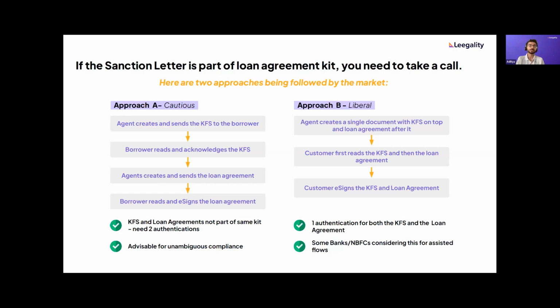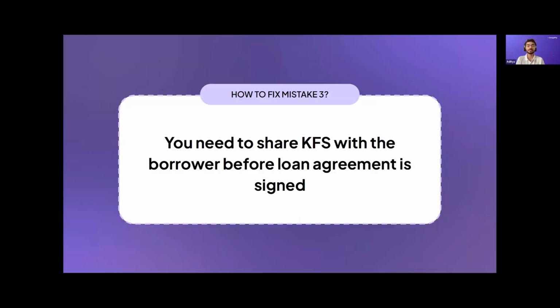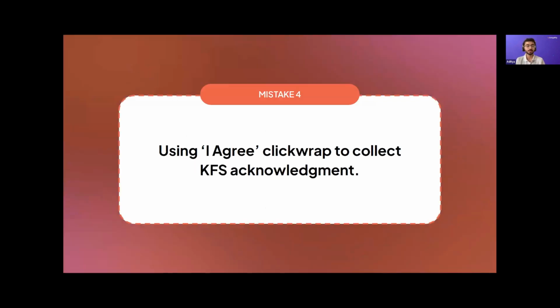So mistake 3 is simple to fix. Implement KFS, send it before loan agreement in your flow. Whether you choose the cautious approach or the liberal approach, what's not on the table and what's not optional, or what you really can't do is send the KFS after everything is done, right? The customer should not be seeing it for the first time after they've signed the loan agreement. So that's mistake 3. Now, last two mistakes before we move on to the demo component.